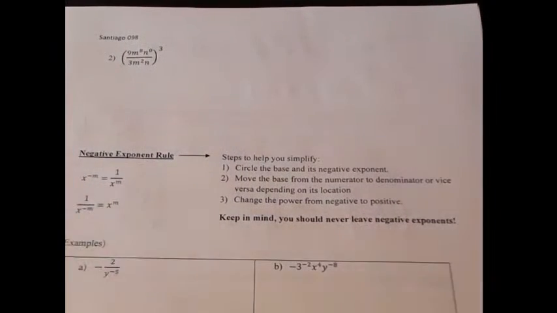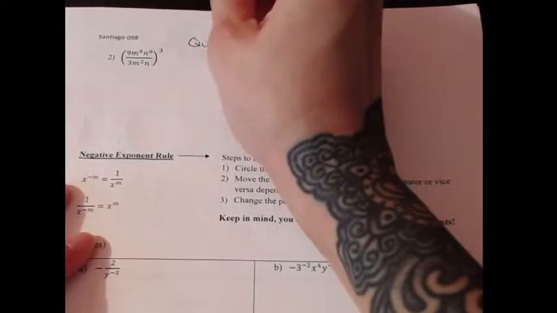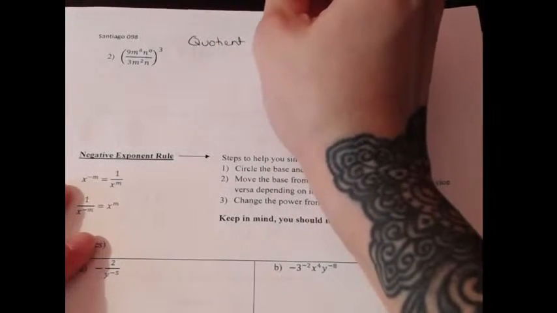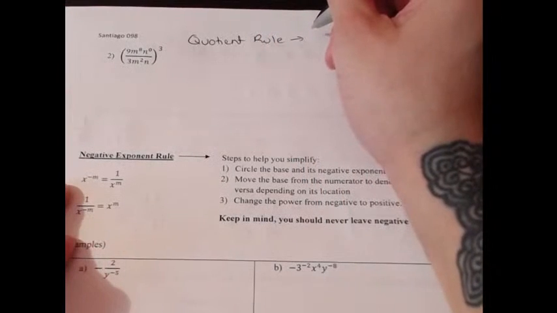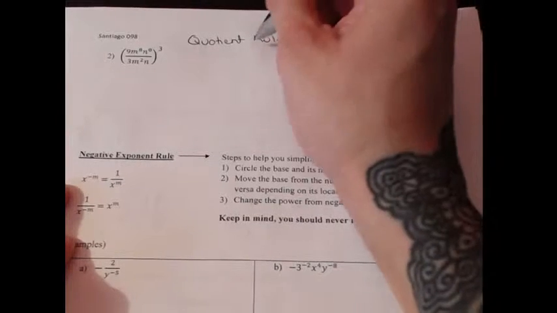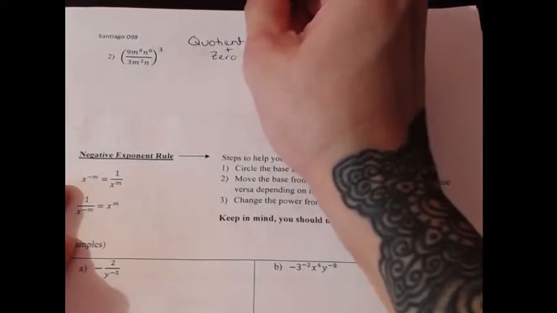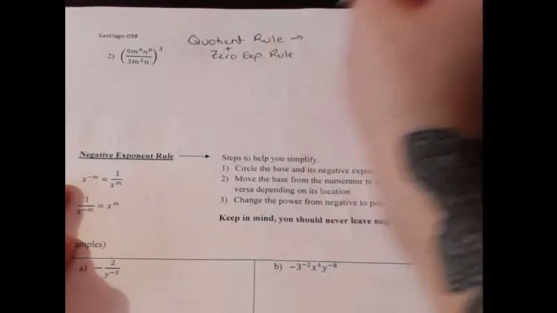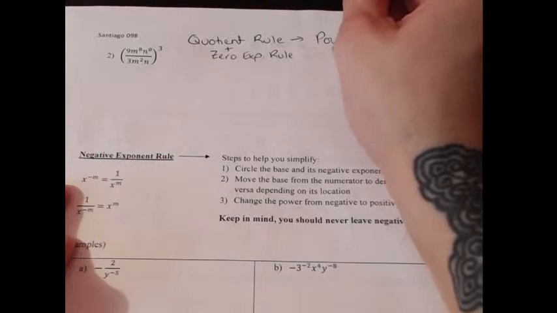Okay, for number 2, we have 9m to the 8th n to the 0th power all over 3m to the 2nd n. This entire quantity is being raised to the 3rd power. What I would like you to do for this problem is use the quotient rule, and you may find that when you use the quotient rule, you use another rule as well. I'm also going to say 0 exponent rule. And then I want you to apply the power rule.